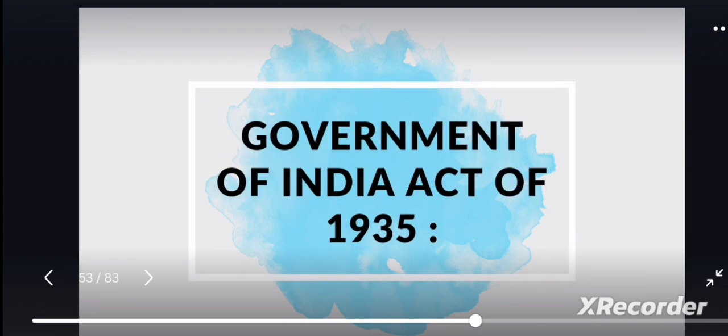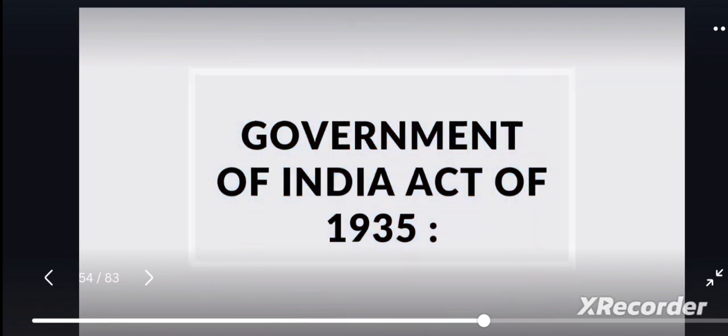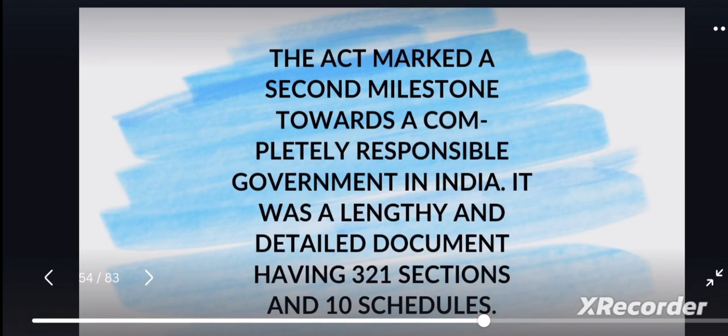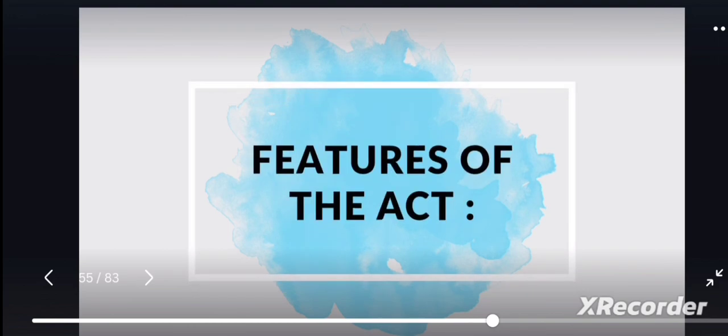Government of India Act of 1935. The Act marked the second milestone toward complete responsible government in India. It was a lengthy and detailed document having 321 sections and 10 schedules. Features of the Act of 1935.